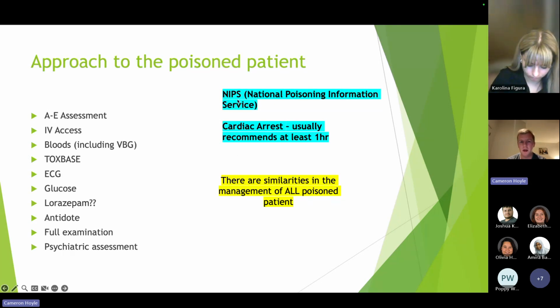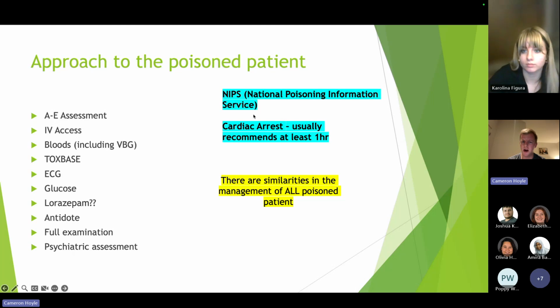Just another couple of key points. The National Poison Information Service is really good to go for information and help, particularly out of hours in a practical sense. You can ring them at 2 a.m. in the morning. There's an on-call toxicology consultant to ring if you are a little bit stuck.